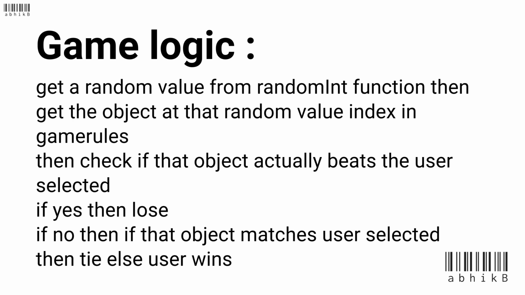So what will our game logic be? We will get a random value from the randomInt function, and then we will get the object at that random value's index. I mean, this random value is a number, so we will get the object from the game rules array at that index. Then we will check whether that object beats the user or not. If the object's beats array has the object that the user has selected, then it means we have lost the game. Otherwise, if the object's value matches the value the user selected, then we have a tie. Otherwise, if both these conditions fail, the user wins.